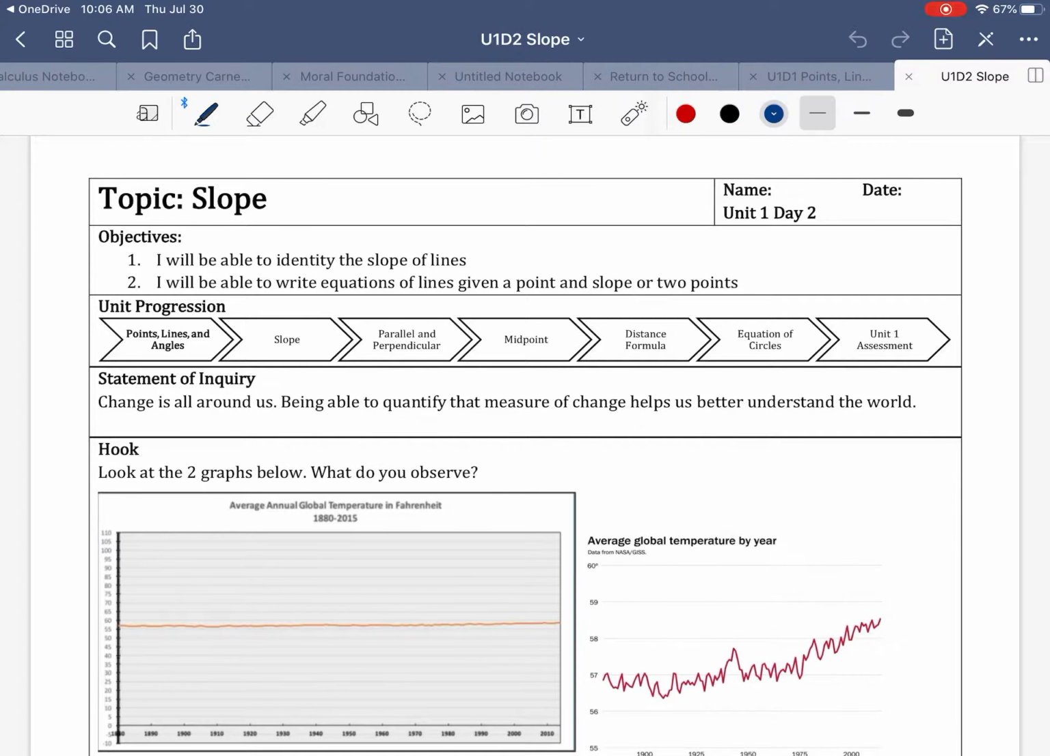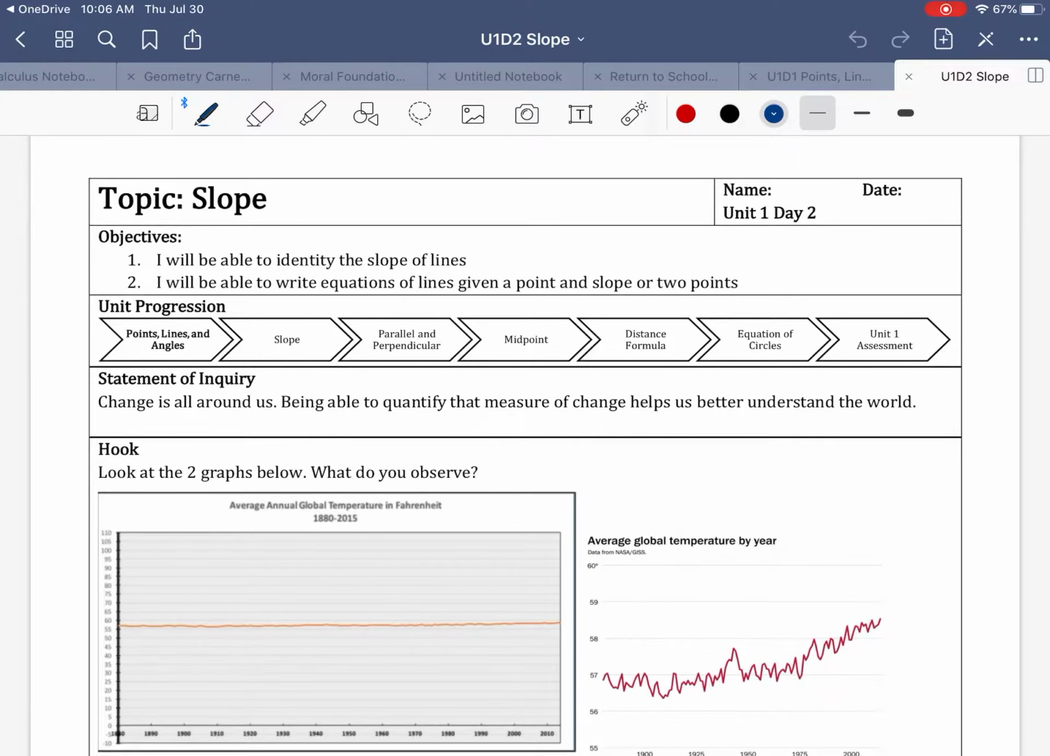Hi everyone, today's topic is about slope. This is Unit 1, Day 2. Our objectives are, I will be able to identify the slope of lines, and I will be able to write equations of lines given a point and slope or 2 points.